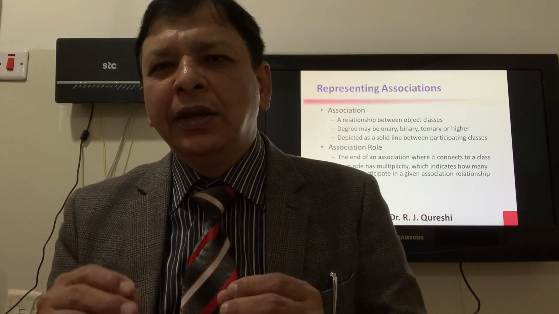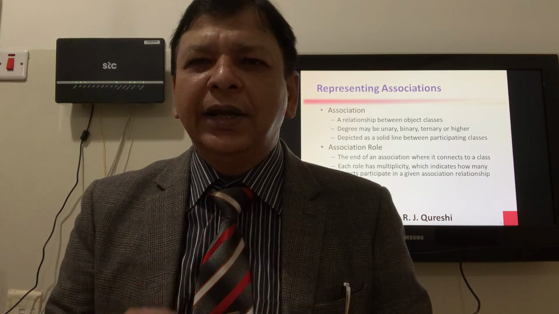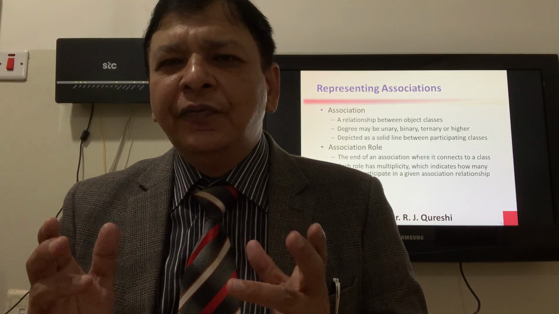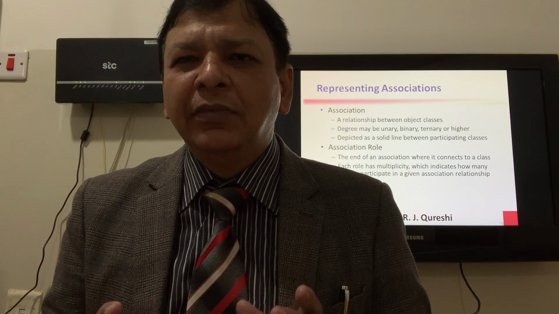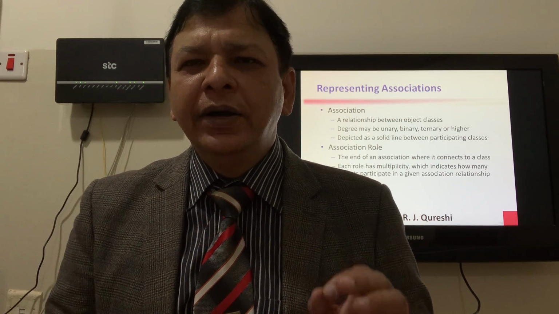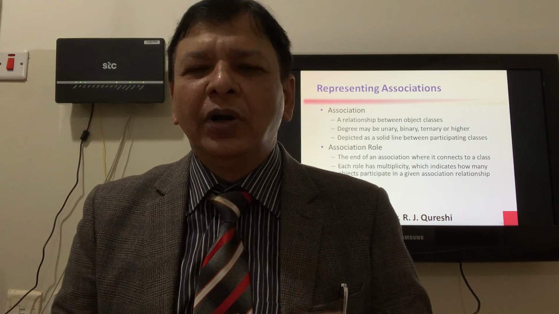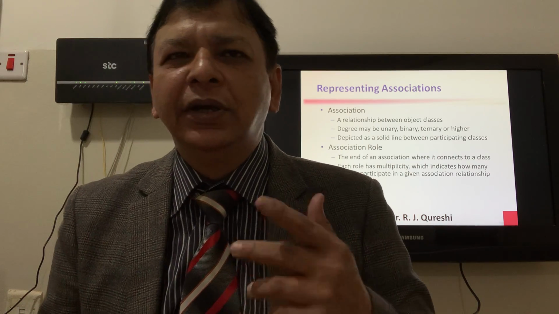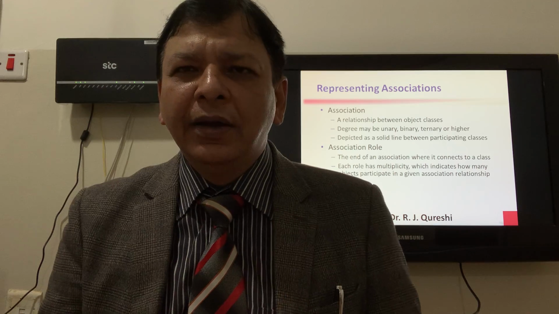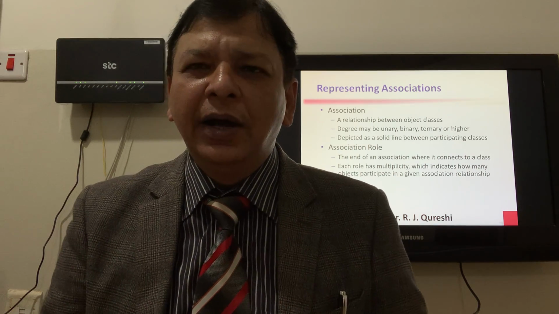But in a class diagram, you can exactly specify the number of objects. For example, if for a class the maximum limit is 15 students, you can mention 1..15, or if it is 20, you can mention 20. And then you have degree: unary, binary, ternary, or higher.